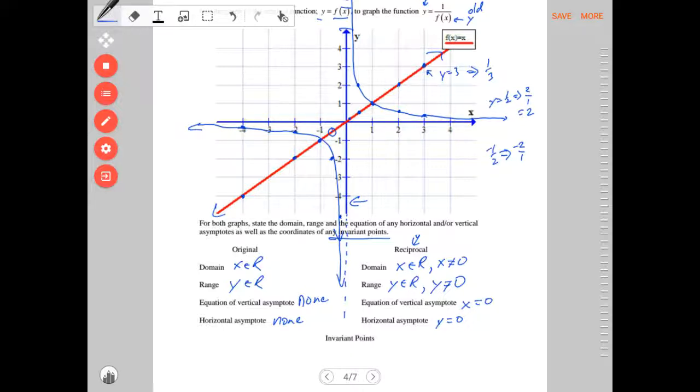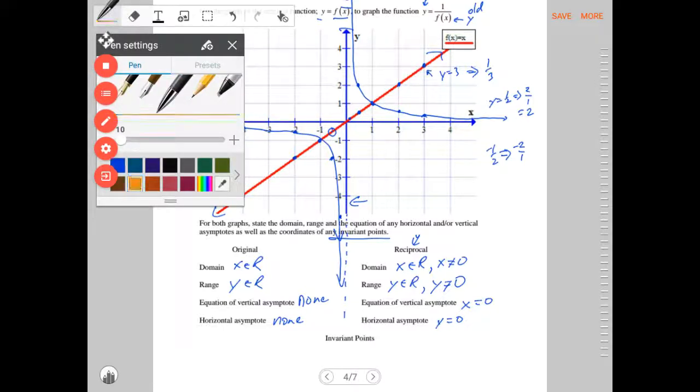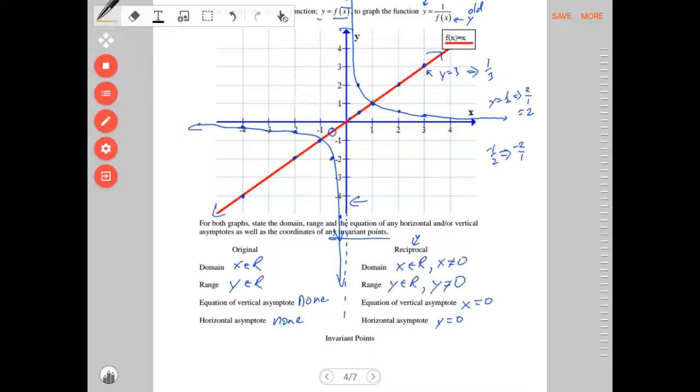Now, invariant points. When we got these points, we just took 1 divided by the y-coordinate. Remember, I'm going to draw in orange so you can see it better. This point didn't move, and neither did that point. When I drew the new graph, I drew it right on top of the old one. That's because when y is 1, the reciprocal of 1 is 1. The reciprocal of -1 is -1. So those points don't change.